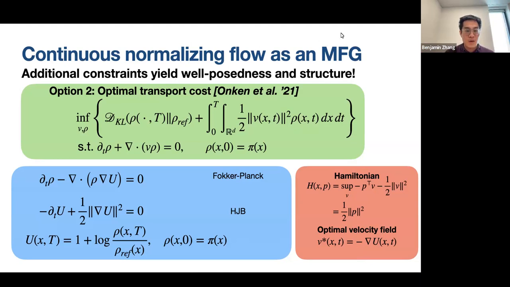And in this case, you'll get a Hamilton-Jacobi equation that's very well studied, and the Fokker-Planck looks like that. But the terminal condition still stays the same as the normalizing flow, okay?